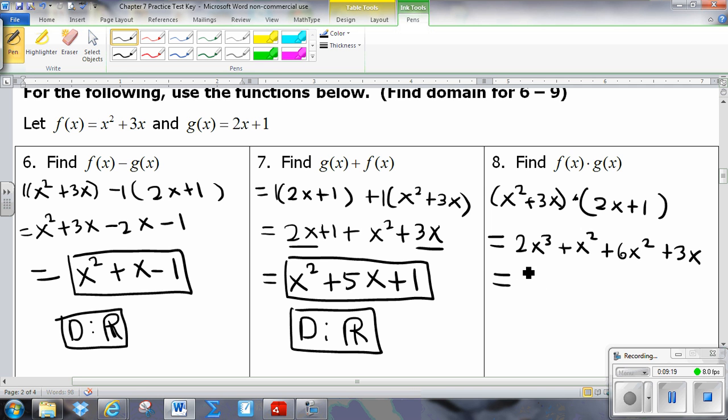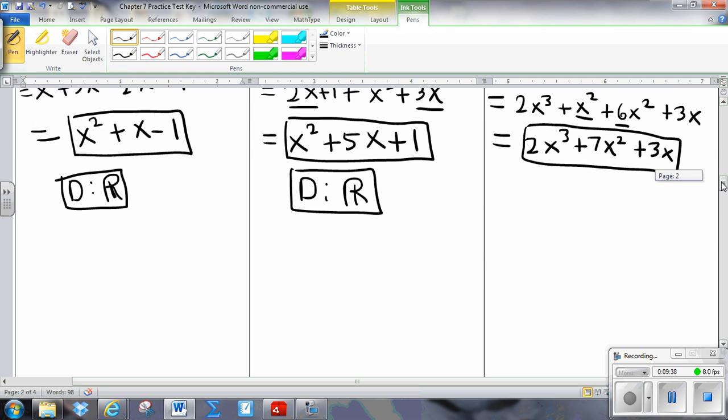All right, so combine like terms now. We've got a 2x cubed. The x squared terms are like terms, put them together. 1x squared plus 6x squared is a 7x squared, and plus a 3x. And that's it for that one. Once again, there are no even roots, so we don't have to worry about negatives. There is nothing being divided, so we don't have to worry about dividing by 0. So your domain, once again, is all real numbers.